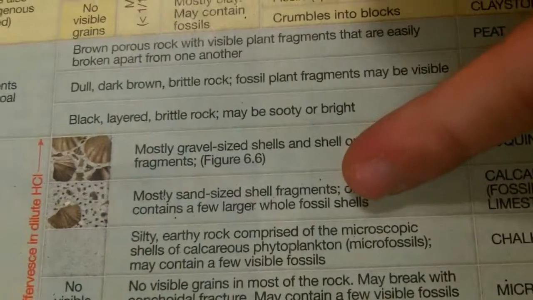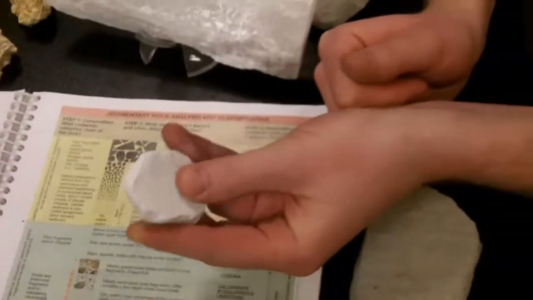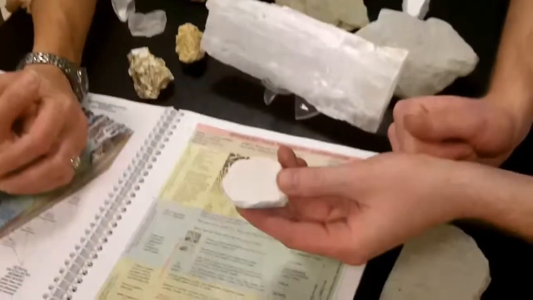Now if I take a look at the description, it says silty, earthy rock comprised of the microscopic shells of calcareous phytoplankton. So you're telling me that this once used to be alive? Yes. Very, very small little animals that live in the water column. And that's what's forming that chalk deposit.